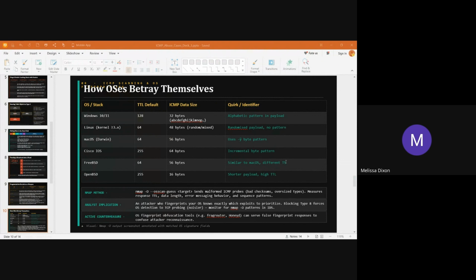Nmap sends a battery: standard echo, malformed type code probes, type 13, which is a timestamp, and TCP probes. The collective response fingerprint is matched against 2,600 plus OS signatures with a confidence score.